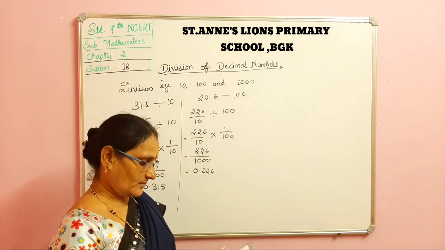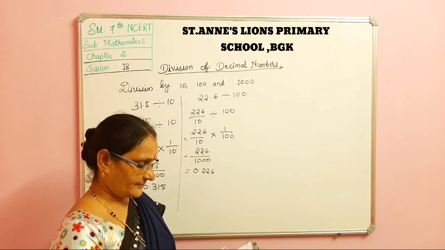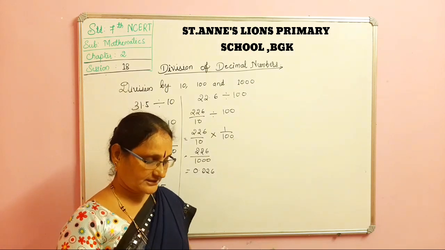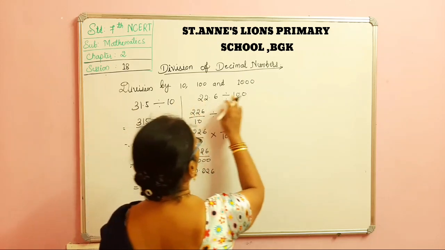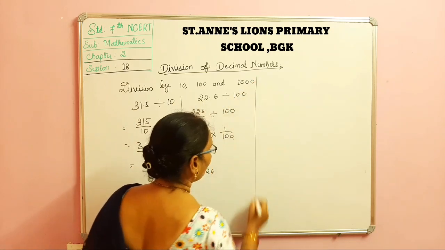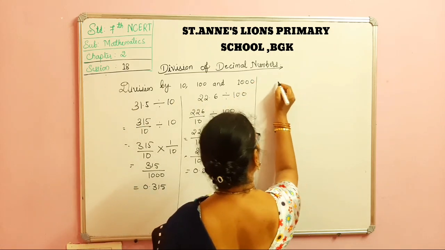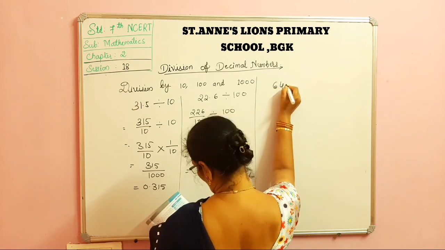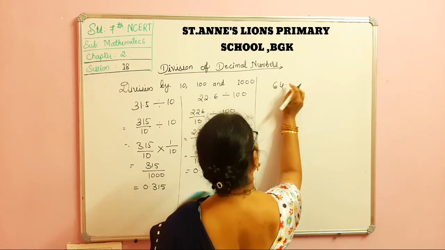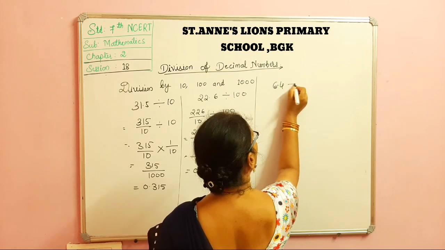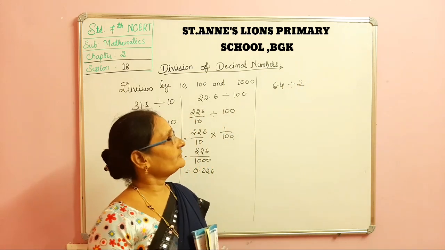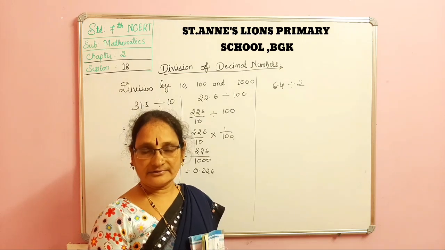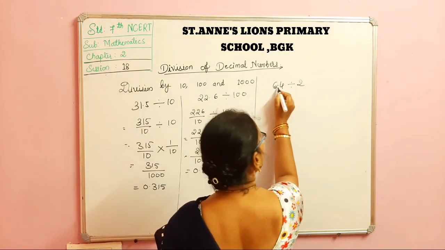Next, one more type of division is there. Division of a decimal number by a whole number. See how it will be. Suppose 6.4 divided by 2. Very simple steps I will tell you.